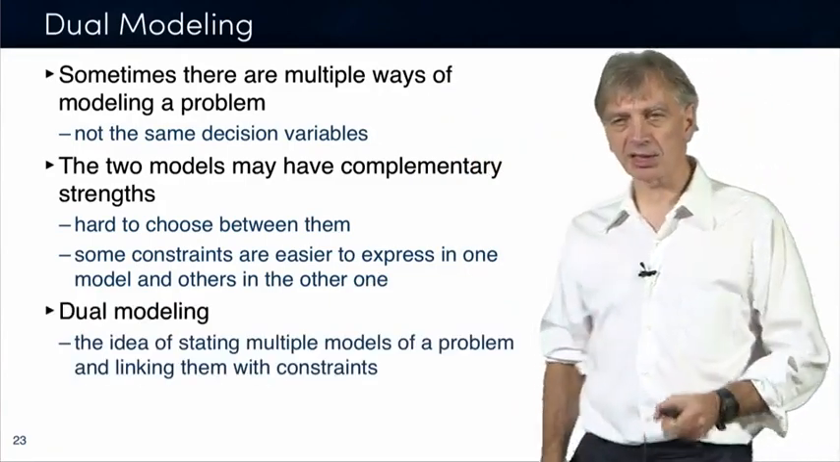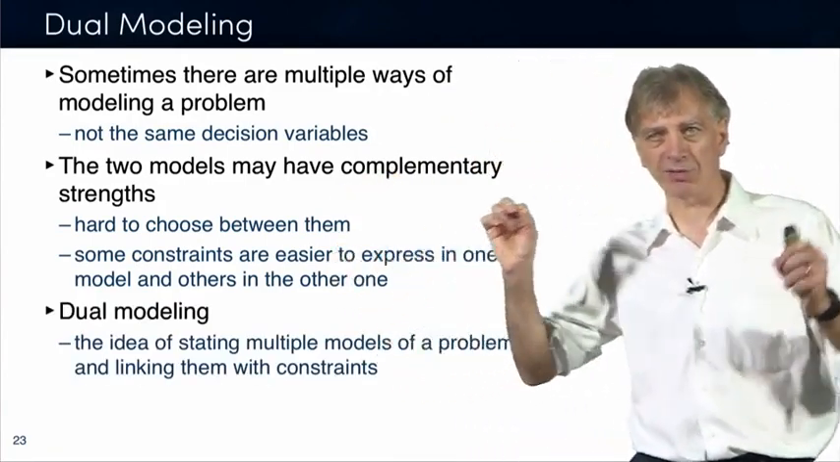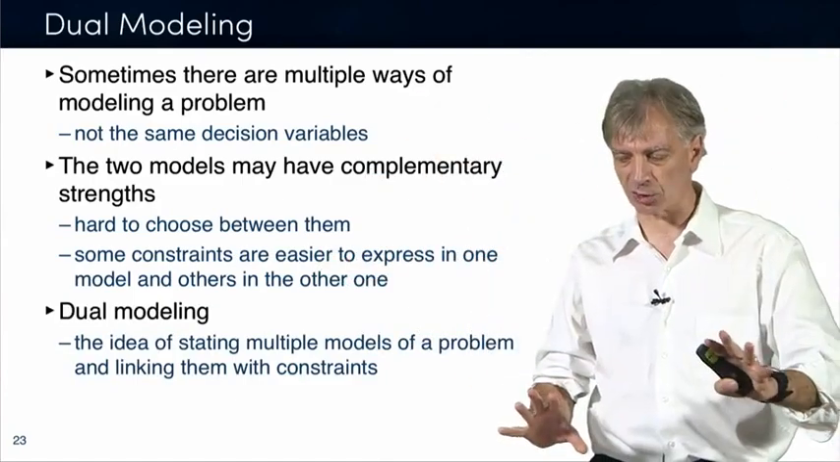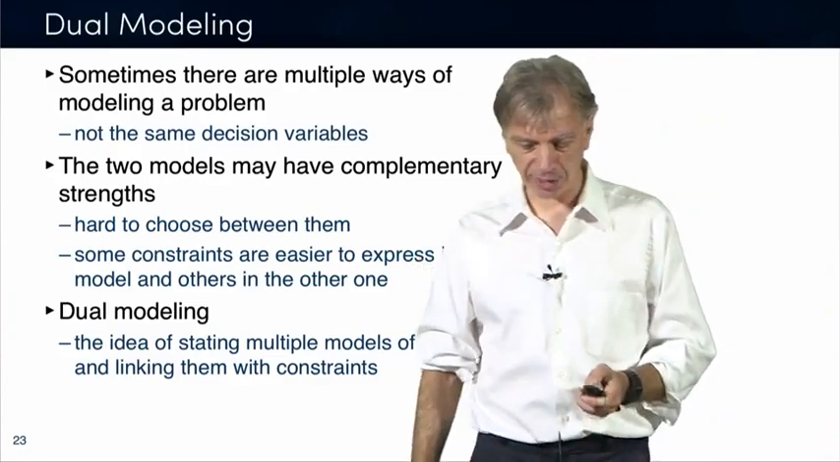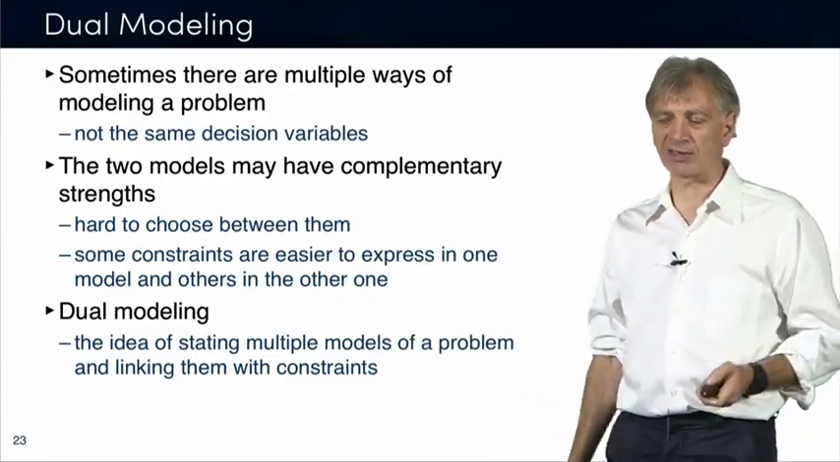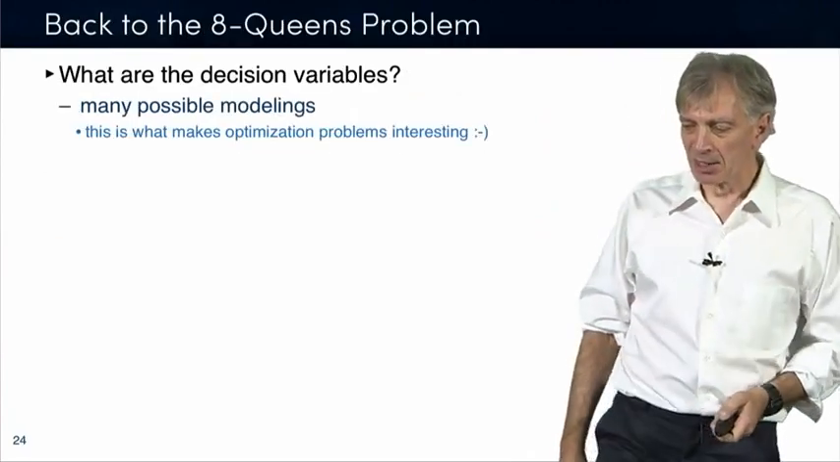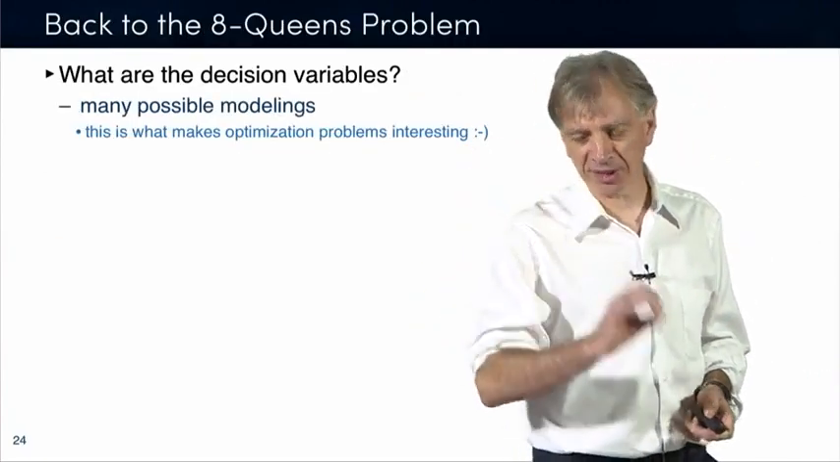Essentially, the basic idea of dual modeling is that if you have several ways of modeling a problem, put them in, link them through constraints, and see what you get. Because you will exploit the strengths of both models, or if you have three, you could put three. Okay, so let me show you a very, very simple example of that.